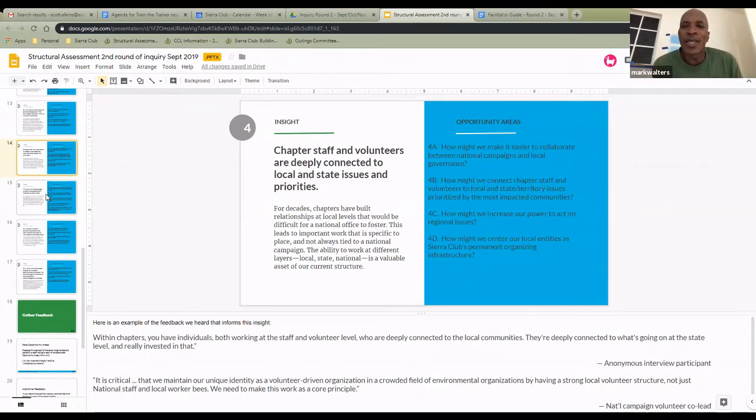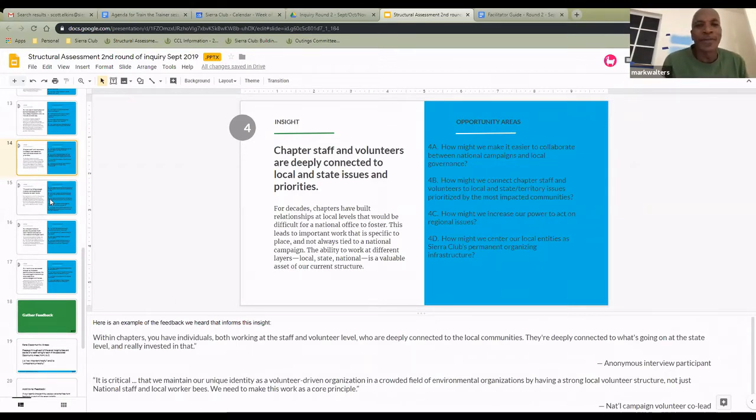How might we connect chapter staff and volunteers to local and state issues prioritized by the communities that are most impacted? How might we increase our power to act on regional issues? How might we center our local entities as Sierra Club's permanent organizing infrastructure?